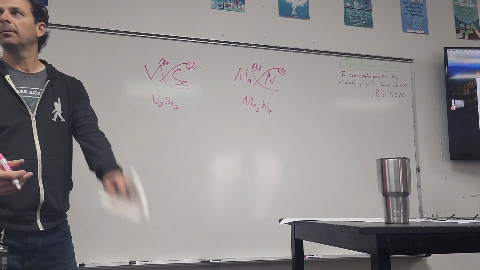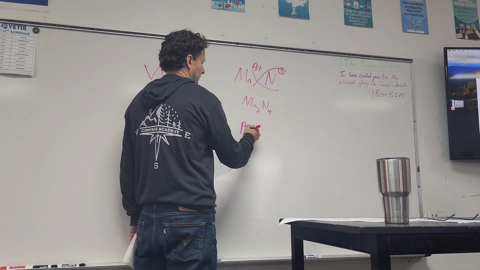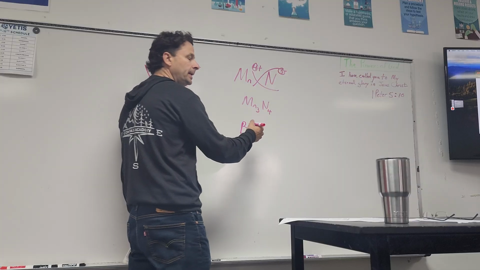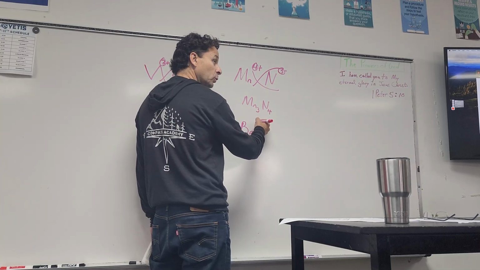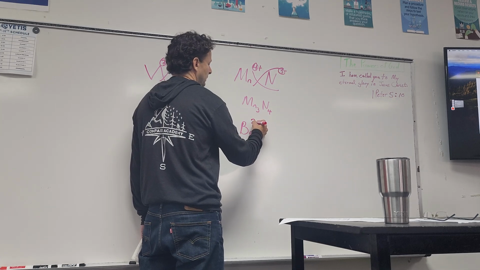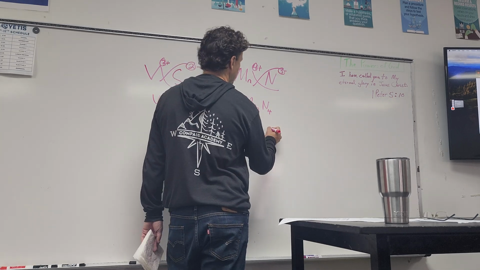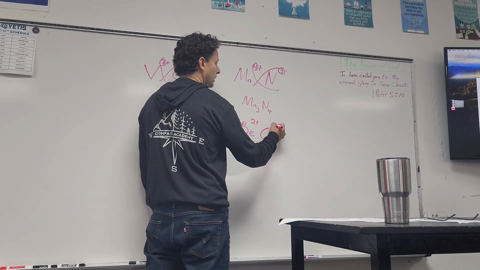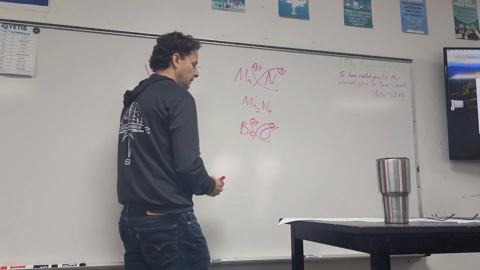Beryllium oxide. Where is beryllium located? Group 2. So its charge will always be 2 plus. And it says beryllium oxide. We should have oxide pretty much memorized by now. It is always 2 minus. Uh-oh, this is one of these 2 to 2s. BeO.